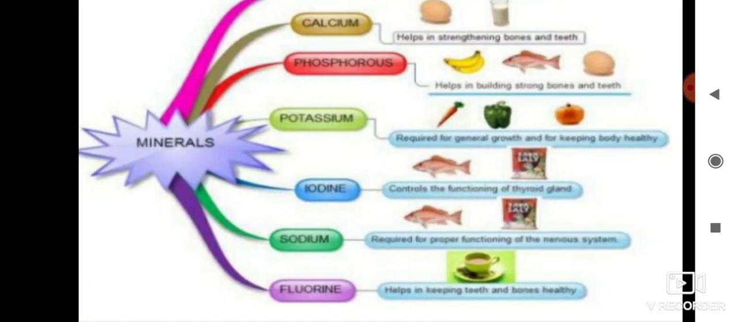Next, phosphorus, which is present in banana, fish and eggs. And potassium, also a mineral, which is present in carrot, capsicum, and other fruits. And iodine, which is present in seafood such as fish, prawns, and crabs. Basically these food items are rich in iodine content.